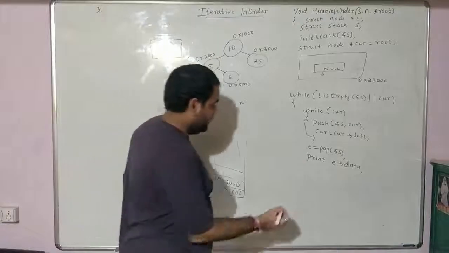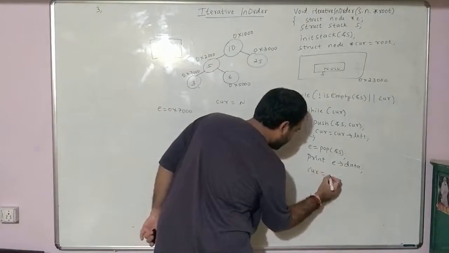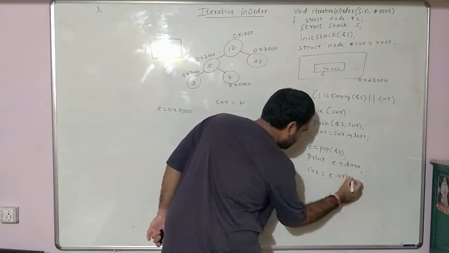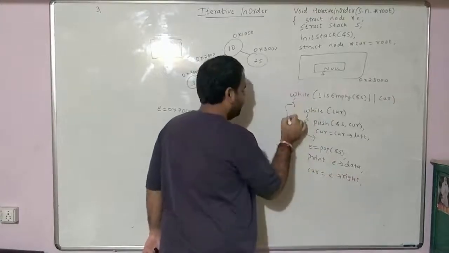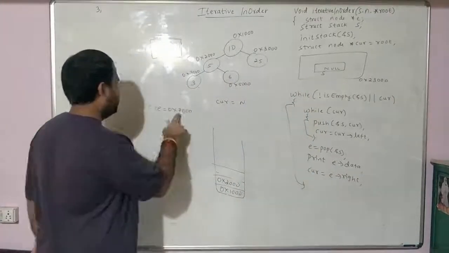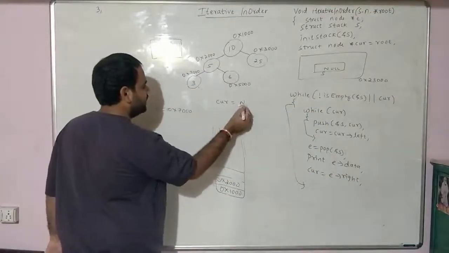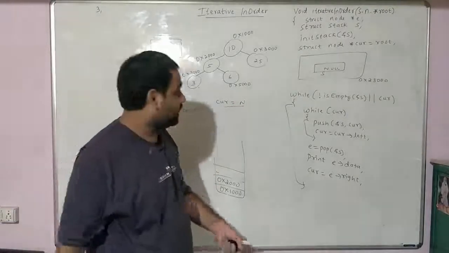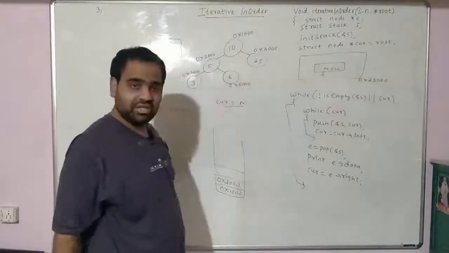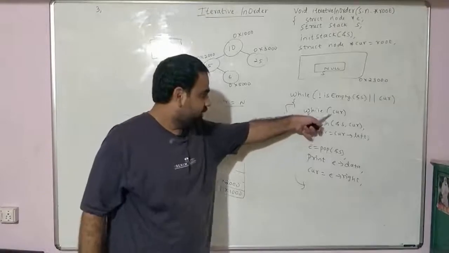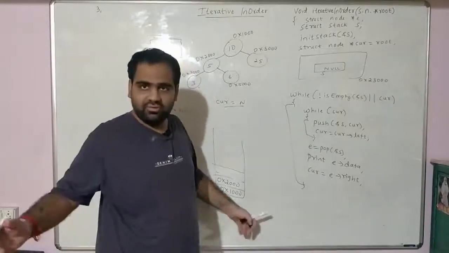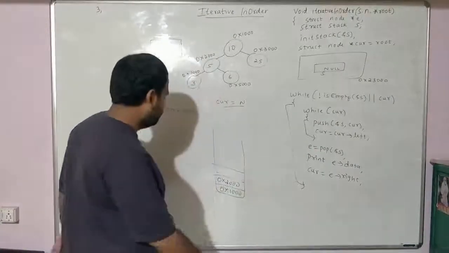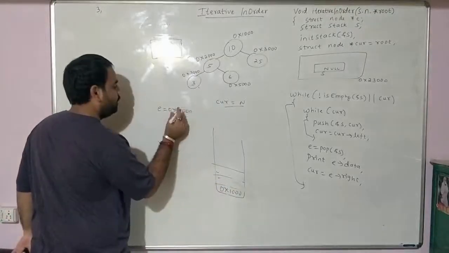Now set current is equal to e arrow right. Current is equal to e arrow right. Now what is e, 7000? 7000 arrow right is null. Therefore the value of current becomes null. Go back. Not is empty stack. If the stack is not empty, therefore continue while current. The value of current is null. Therefore do not execute this. e is equal to pop. What do you pop? You pop 2000.